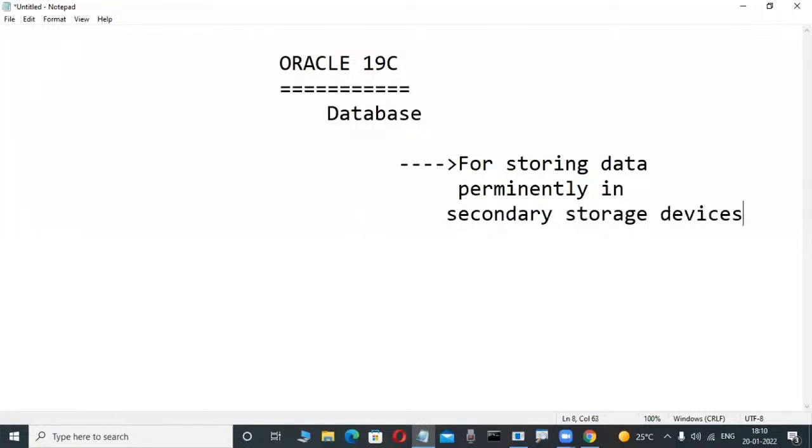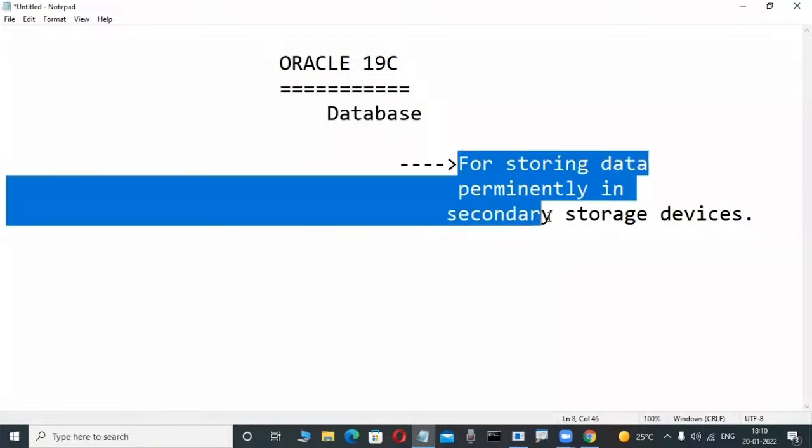Permanent. Suppose today we are storing data, after 5 years, 10 years, 20 years, 100 years, your data is also available and you are using it. That's why Oracle is a product from Oracle Corporation with some version number. This is a database product, one of the popular databases. But what is the purpose of that? For storing data permanently in secondary storage devices.